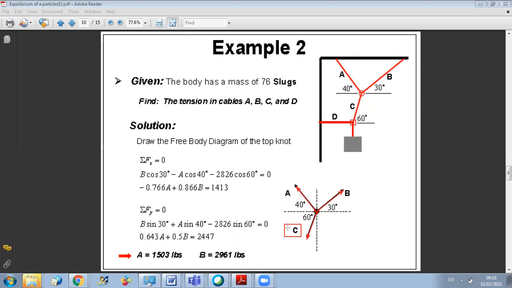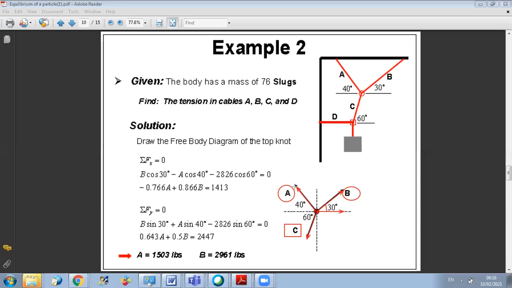So now, since C is known, I have only two unknowns, A and B. So all I have to do is to project on X and Y, and I will get a system of two equations with two unknowns. So let us start by projecting along X. Here, this is the angle of 30. As we said, the adjacent side is Bx and the opposing one is By. So when I project on X, it's B cosine this angle. So it's B cosine 30.